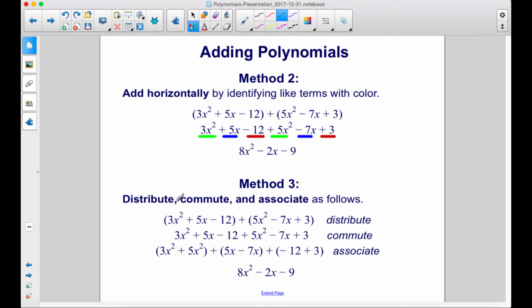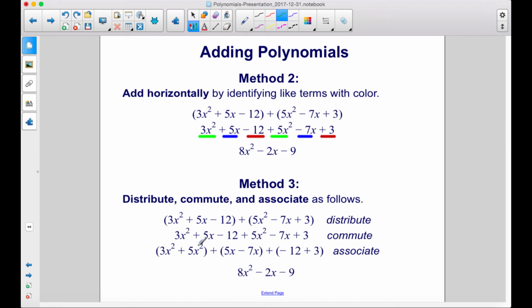Method 3 is to distribute, commute, and associate as follows. All right, first you distribute. So what that would mean is that if there was like a negative sign here, you would apply that negative sign to each term in this polynomial so that you are left with no parentheses.